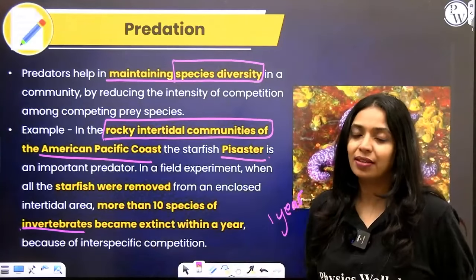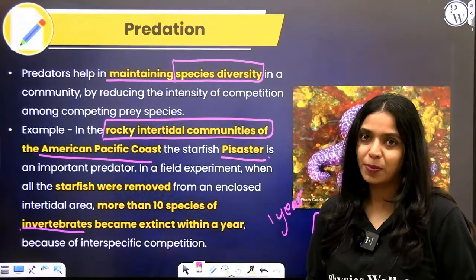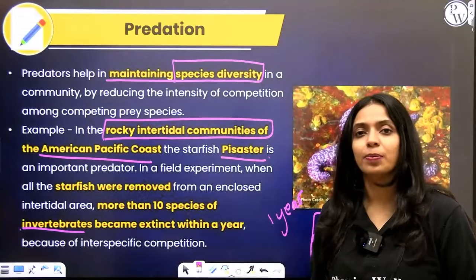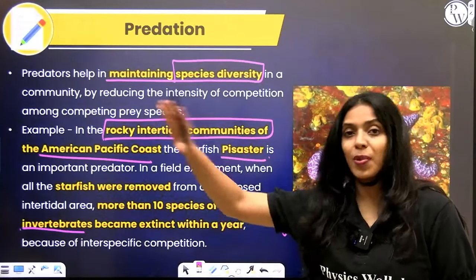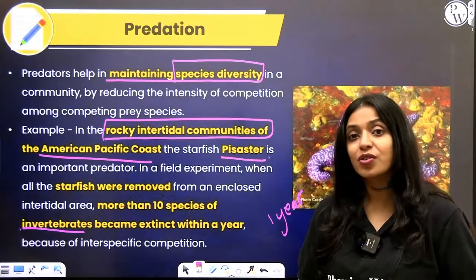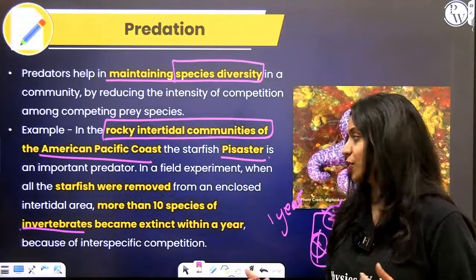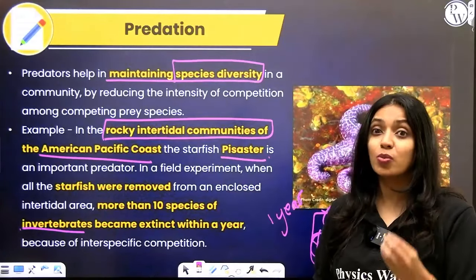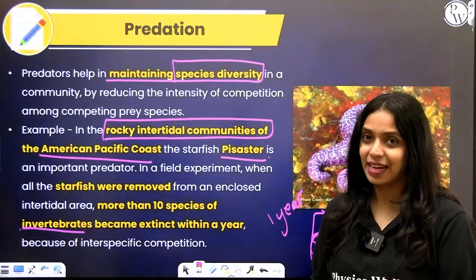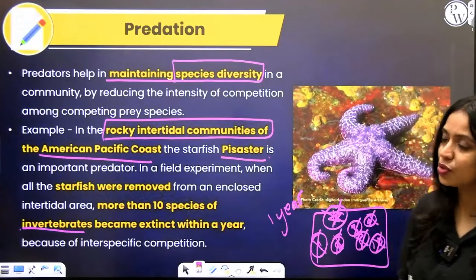Many were present. So many different types of invertebrates were present. This starfish was feeding on them. Once the starfish was experimentally removed from that area, because of an increase in the interspecific competition, many species went extinct. To that extent, it can affect whenever there is no predation.